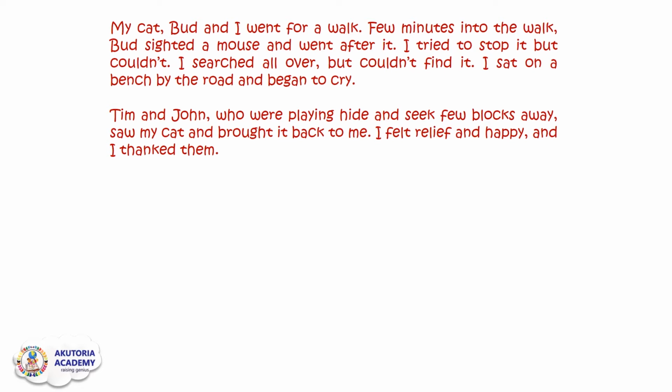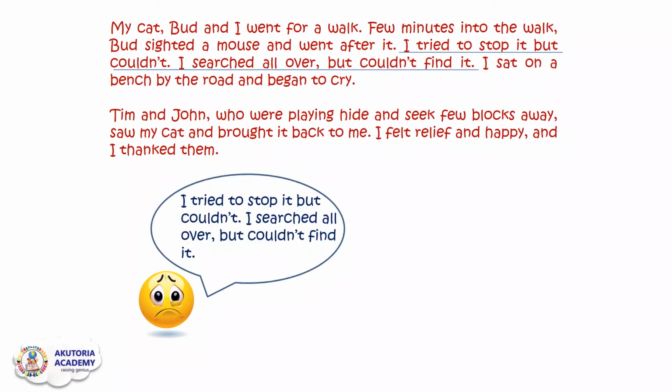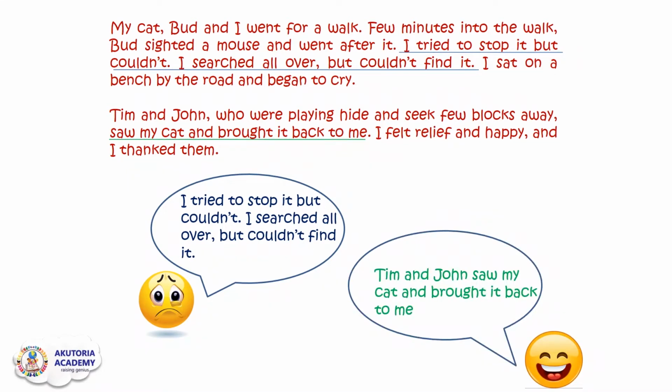Now this article or this story has a problem. You will notice it when the author said, I tried to stop it but couldn't. I searched all over but couldn't find it. That's the problem. He searched for his cat all over, he couldn't find it. That's the problem in this text. And how was this problem solved? He said Tim and John saw the cat and brought it back to him. Okay, that was how this problem was solved. So this is an example of a problem and solution text structure.